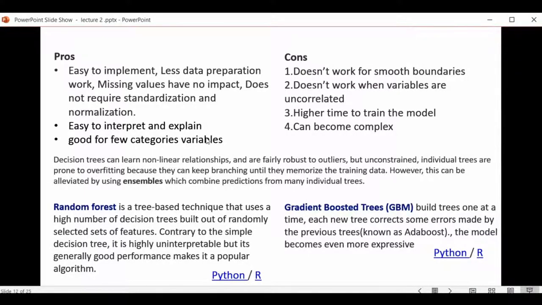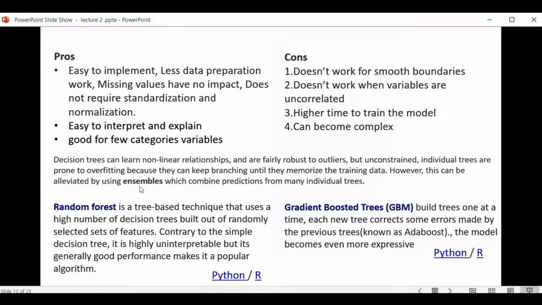It's good for a few category variables, but the cons are that it doesn't work for smooth boundaries, as we saw it kind of partitioned the space into a grid before. It doesn't work when the variables are uncorrelated. If they're very dispersed, it basically just overfits to the data. It takes a long time to train the model, and it can become complex. These things mentioned here are why, when unconstrained, individual trees are prone to overfitting, because they keep on splitting until they basically isolate every bit of data.